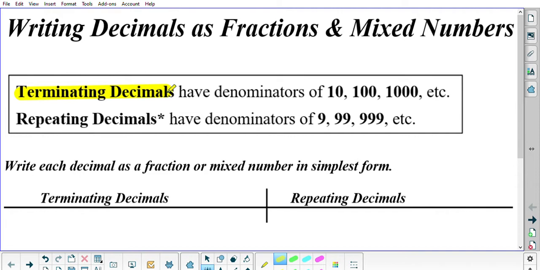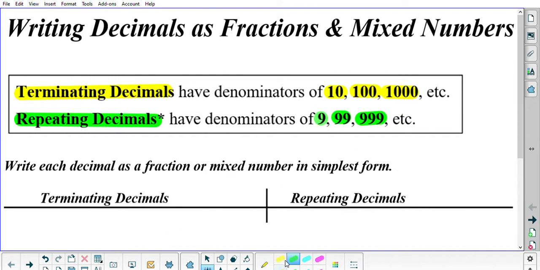And you have learned in previous years of math that decimals that terminate, that stop, have denominators, when you write them as fractions, of 10 or maybe 100 or maybe 1,000, or maybe 10,000 and so on and so on. What is the new part of today's lesson is when I start showing you how to write repeating decimals as fractions. When you write them as fractions, they will not have denominators of 10, 100, 1,000, or 10,000. They will have denominators of 9, 99, 999, 9,999, and so on. I will show you what I mean coming up here shortly.